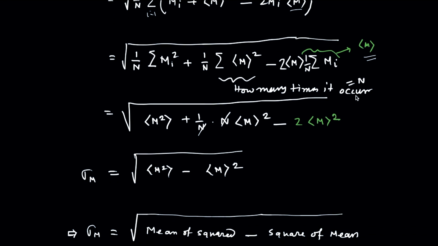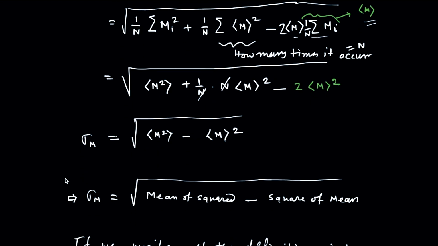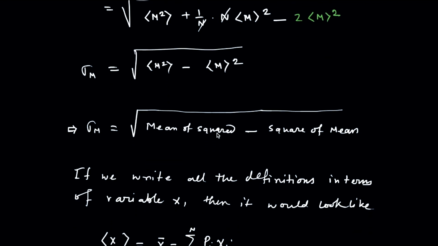If you look at this formula, it will be easier for you. This is basically m square average plus 1 over n, and it occurs n times, n into m average square, minus 2 into m average square, because this is m average and this is also m average, m square average. That means sigma m, the standard deviation of the marks, can be written as m square average minus m average square. This is popularly known as the mean of squared.